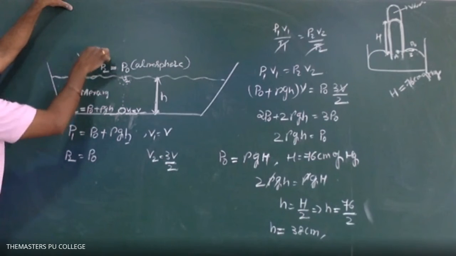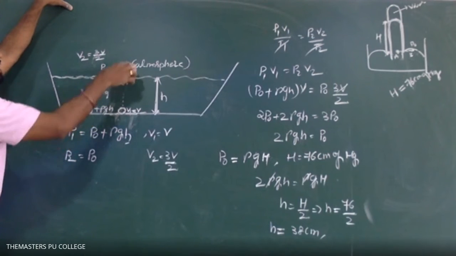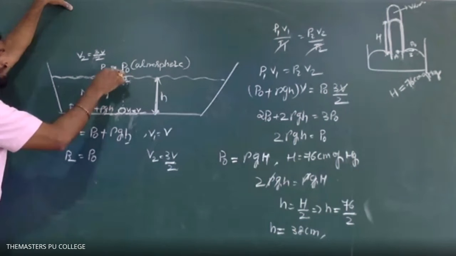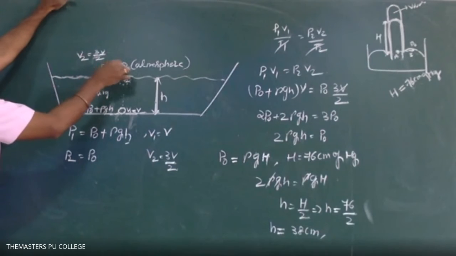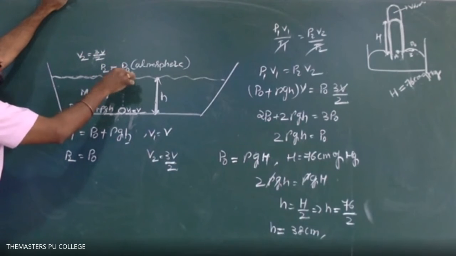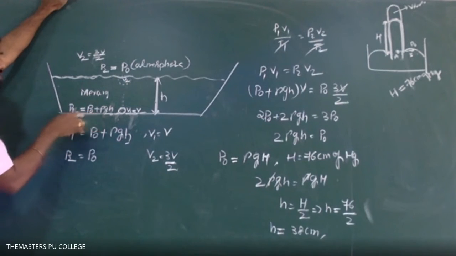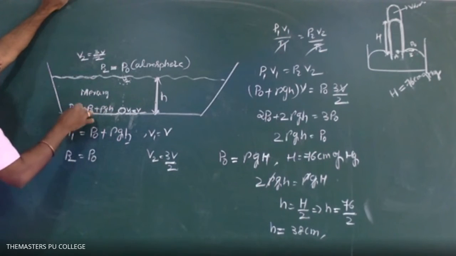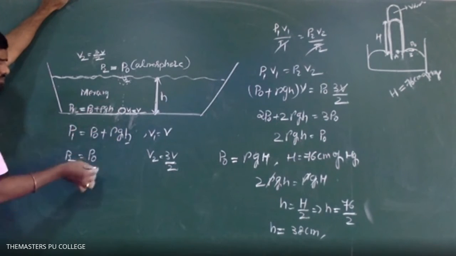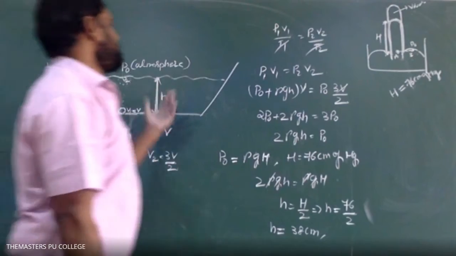That V2 equals 3 by 2 V. Here the pressure is, let us take, P1, and here the pressure is P2. At the surface of the mercury column, the pressure is due only to the atmosphere, since nothing is above it except the atmosphere. That's why you can take it as P0. At the bottom, the pressure is due to the mercury column as well as the atmosphere. That's why the pressure at the bottom, P1, equals rho GH due to the mercury column plus P0 due to the atmosphere.